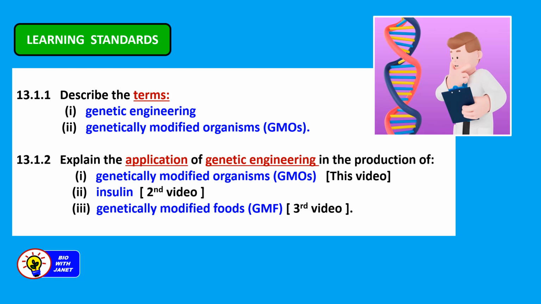So our learning standards are as follows. Firstly, we should be able to describe the terms genetic engineering and genetically modified organisms. Next, we are going to explain the application of genetic engineering in the production of genetically modified organisms, insulin, and genetically modified foods. So for this video, we're going to discuss up till number 1, right here, the production of genetically modified organisms. And production of insulin and genetically modified foods will be discussed in the next 2 videos.